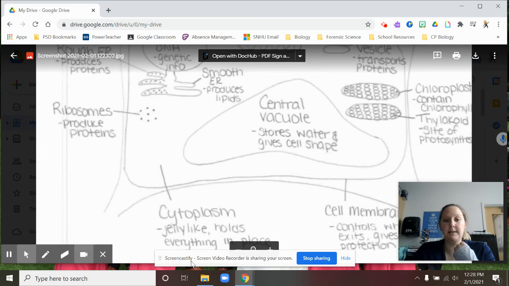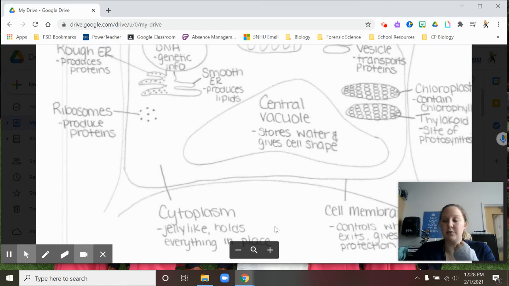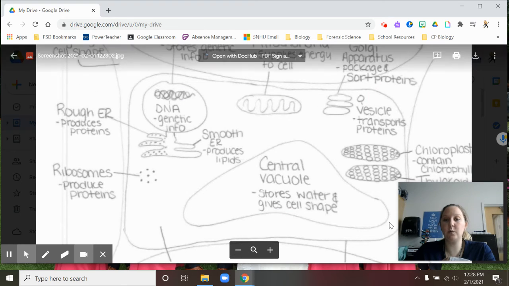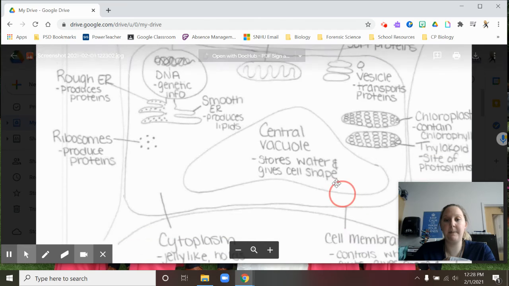We have the cytoplasm. Cytoplasm is that jelly-like substance that's responsible for holding everything in place. It is everything not organelle in here.